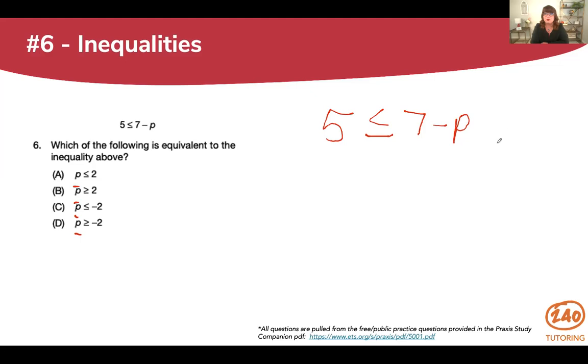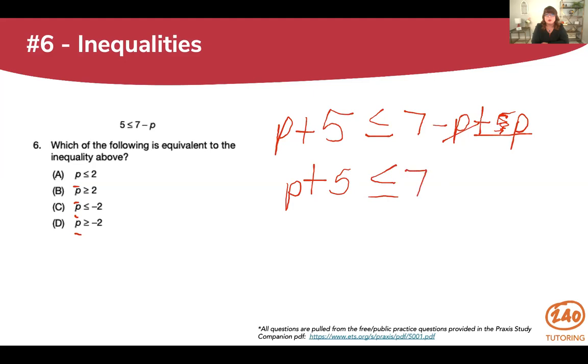So here's how my brain went through it. I said, okay, I'm going to do plus p. Oops, that's my mistake. That should be plus p to both sides. All right, so we keep it balanced. I have my negative p and my positive p right here that cancel each other out. So now I have p plus, because it's a positive p and a positive 5, less than or equal to 7.